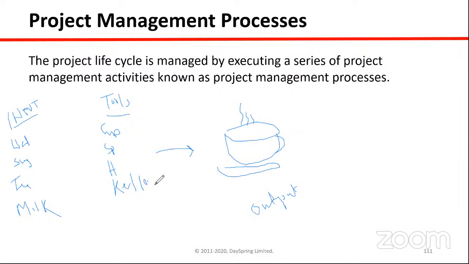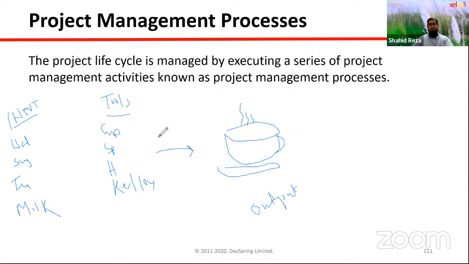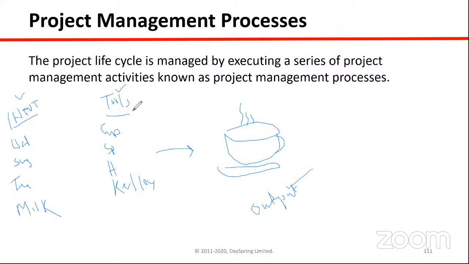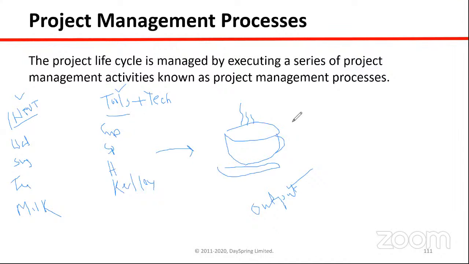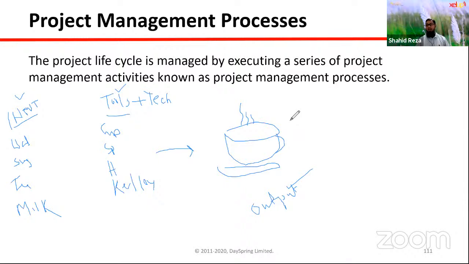So these are the tools. All right. Then what else we need? We have inputs, we have tools, we have output. Another thing we need is actually known as technique. Technique means method. How do we make a cup of tea? What is the process? What is the way of doing or making a cup of tea? That is known as technique.